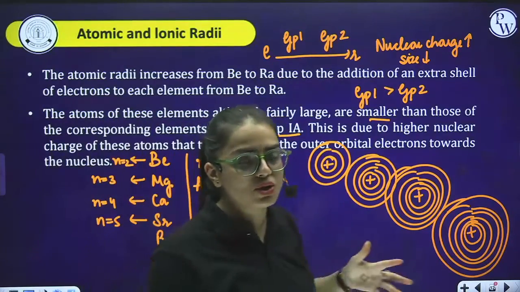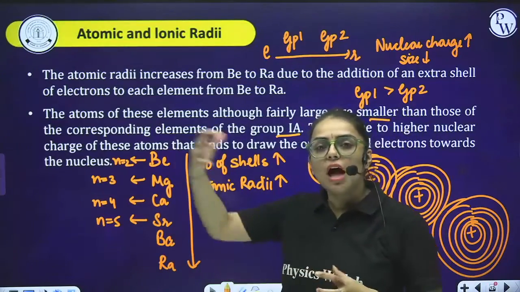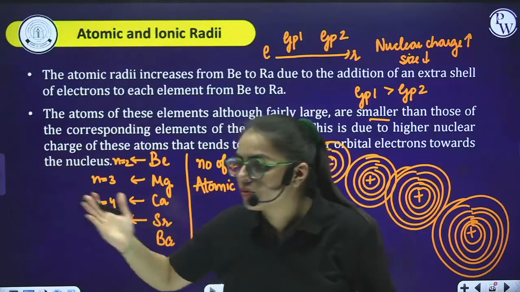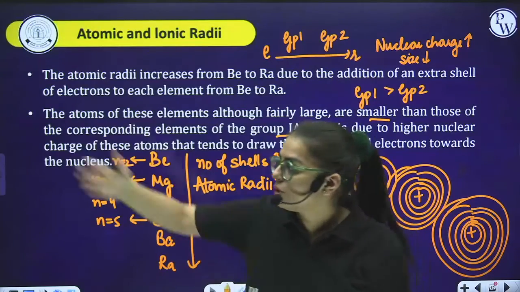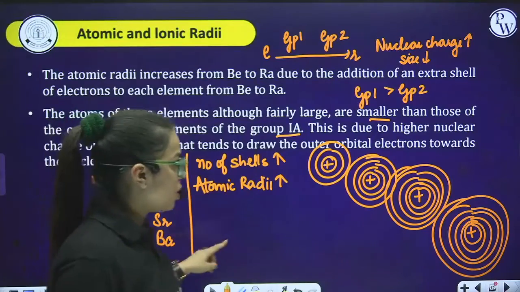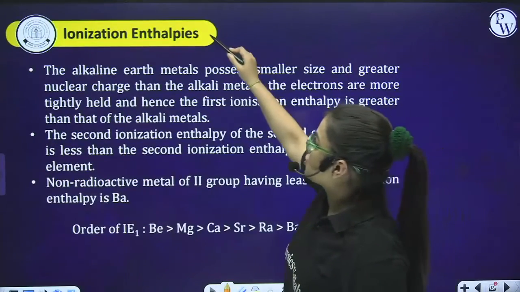Now, what is a nuclear charge? Nuclear charge is the charge exhibited by the nucleus on the outermost shell electron. For example, if nuclear charge is larger, the outermost electron will come inside, the size will decrease. If the nuclear charge is not stronger, it will go apart, size will increase, right? So now, let's talk about the next property, that is ionization enthalpy.